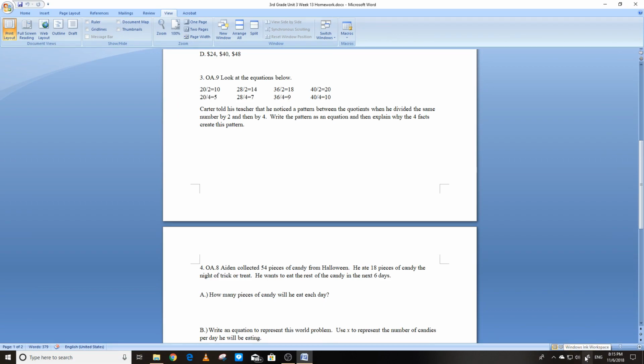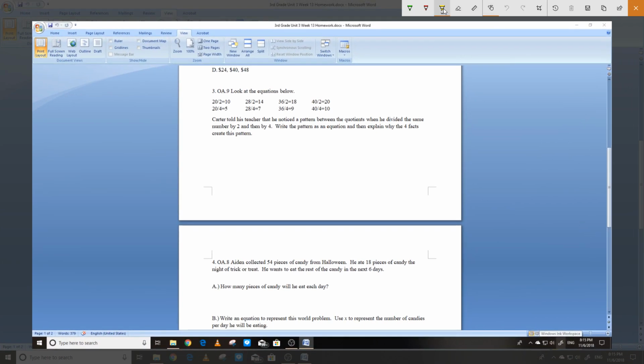Number 3, very difficult to understand. Please pay attention here. Look at the equation below. Carter told his teacher that he noticed a pattern between the quotients when he divided the same number by 2 than by 4. Write the pattern as an equation and then explain why the 4 facts created this pattern. So this is very, very tricky to understand. What they want you to understand here is if you see 2, 4, 2, 4, 2, 4, 2, 4, see how the answer is exactly multiplication by 2 away? You see that? If you multiply the bottom number by 2, you get the top number in every instance.